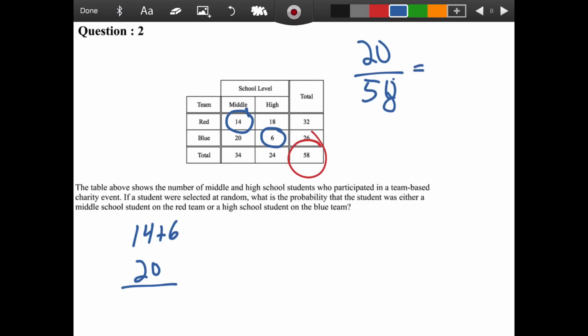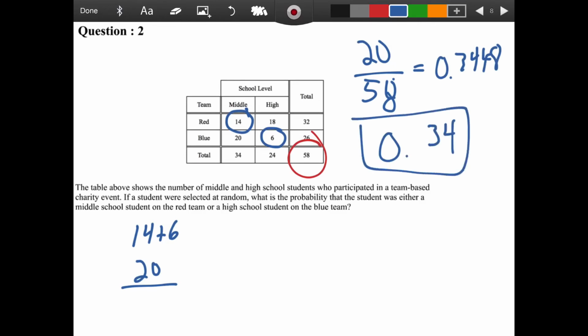And this would be a fill-in, so I just would plug this into my calculator quick, and we get 0.3448. So usually you're given 4 boxes to fill in, so you definitely want to have a decimal point, and I would probably enter 0.34, and that would be the probability, or 34%.